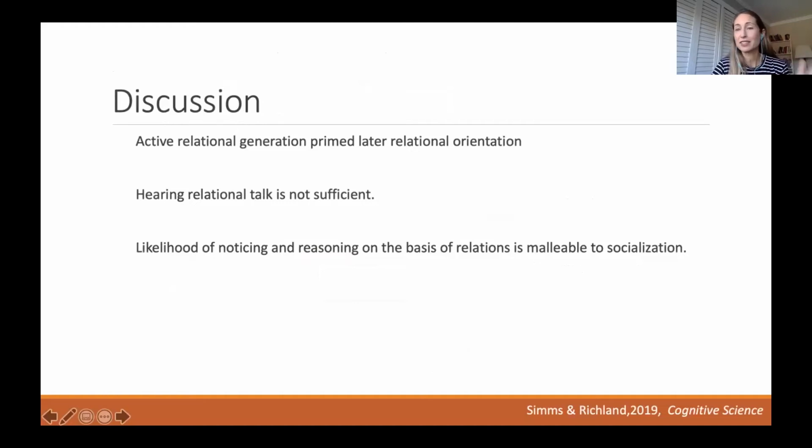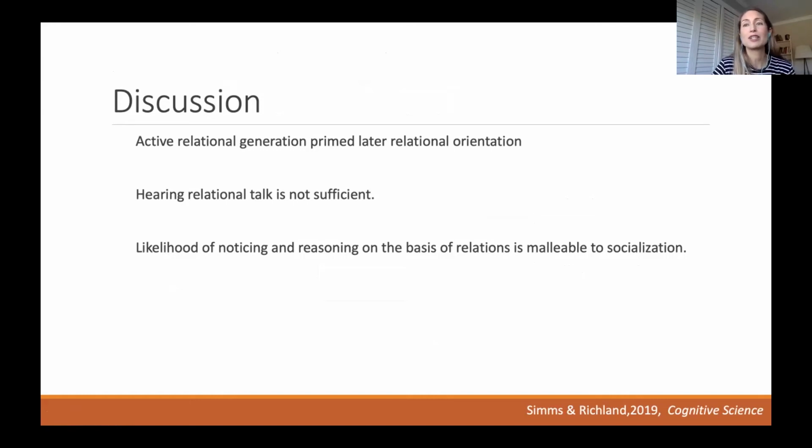And hearing relational talk, it doesn't do it. It seems to be this actual active work of generating the relations that seems to be important. But this does suggest that noticing and reasoning on the basis of relations is malleable to socialization. This isn't like a hard constraint, sort of developmental age related, isn't about knowledge. It's about maybe this work of doing relational thinking and talk.